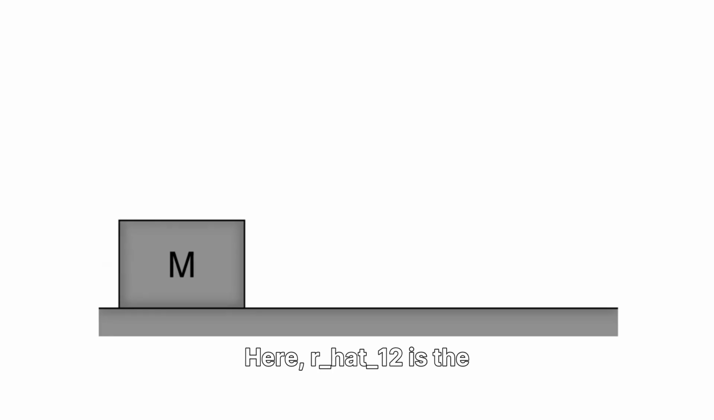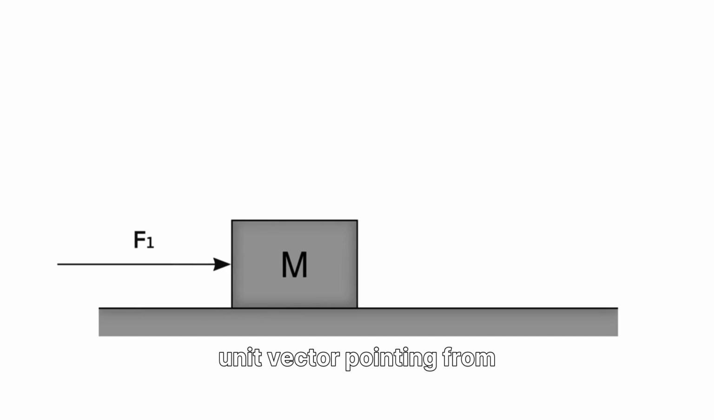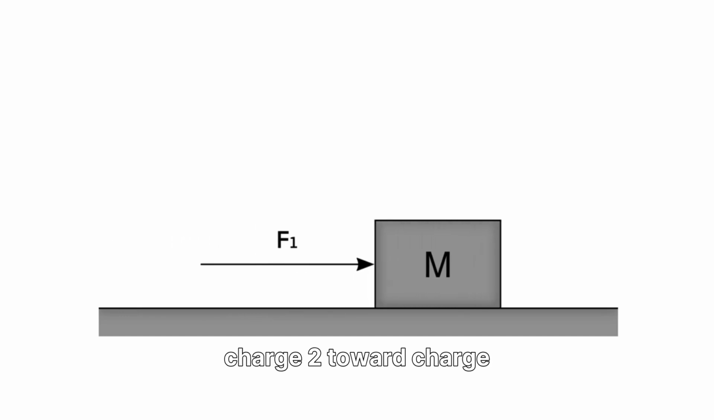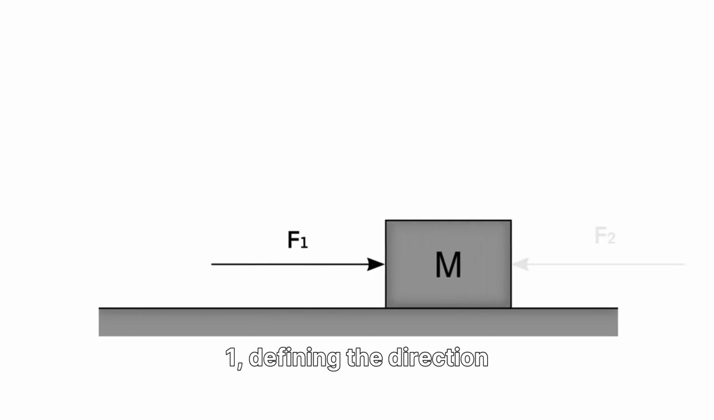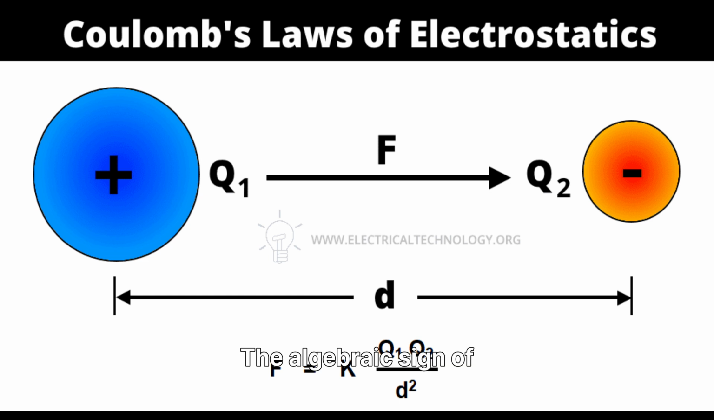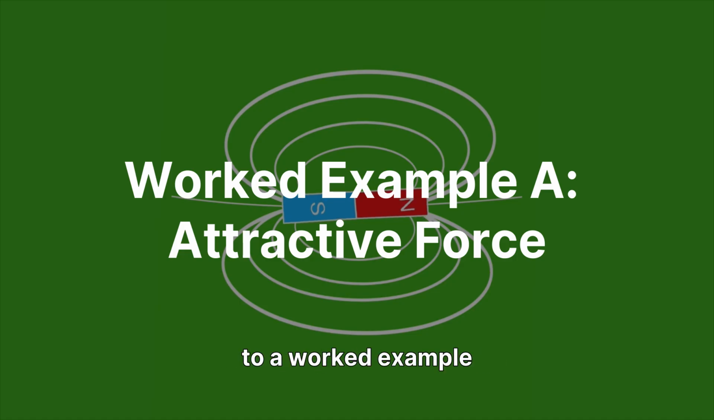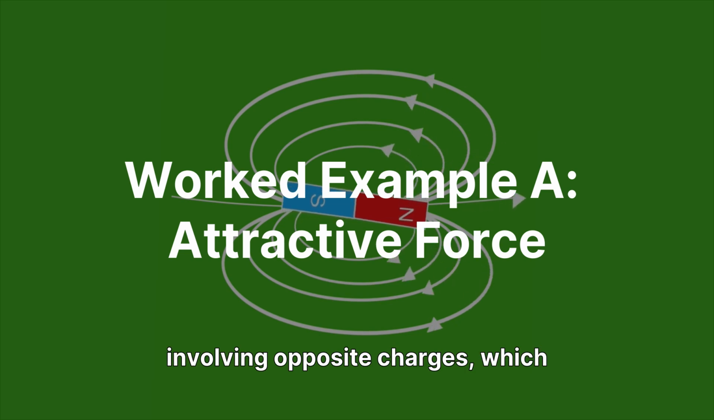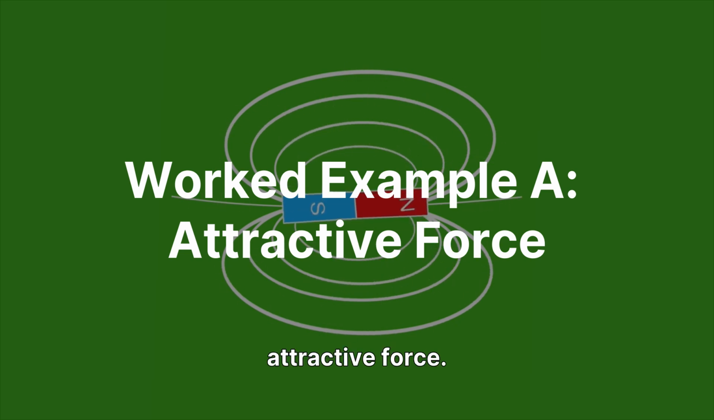Here, r-hat 12 is the unit vector pointing from charge 2 toward charge 1, defining the direction of the force. The algebraic sign of the product Q1 times Q2 automatically handles whether the force is attractive or repulsive. Let's apply this knowledge to a worked example involving opposite charges, which will result in an attractive force.